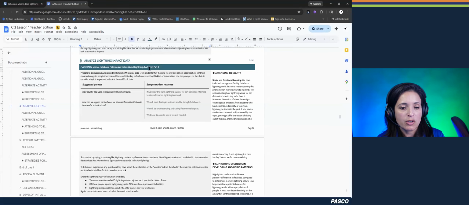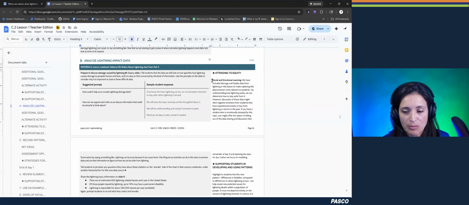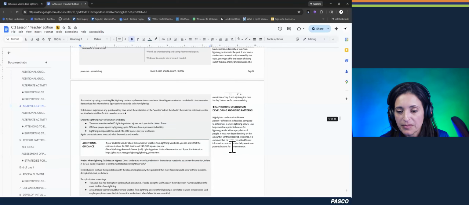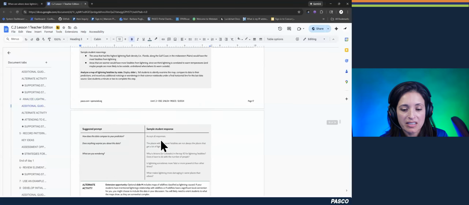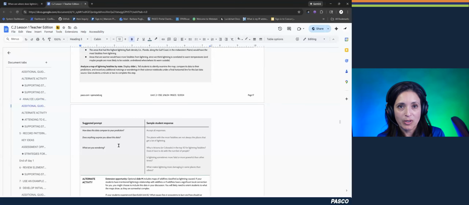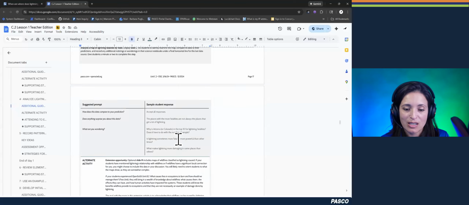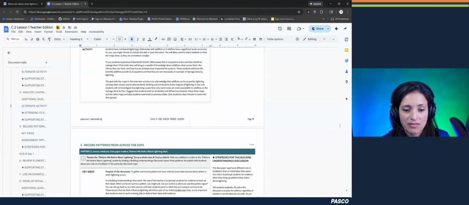And you'll notice that it tells you what materials you need for that part of the lesson. It gives you some supports for helping students who might have difficulty and need additional guidance, or it gives you prompts, very detailed prompts, sample ways to guide a discussion and sample student responses, alternative activities, and so on.